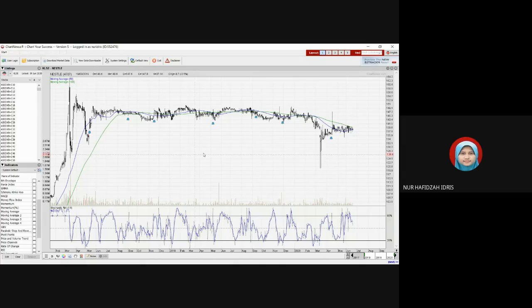So the divergence, kita nak tengok the opposite between this price and oscillator. Kalau ada divergence ataupun ada opposite direction, let's say the price is moving up, but the oscillator is down, jadi price akan reverse.